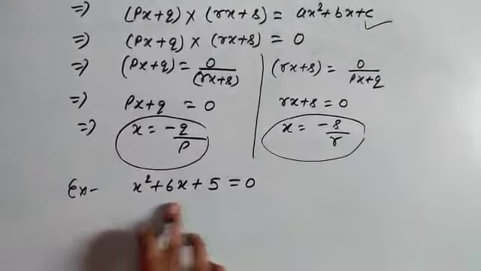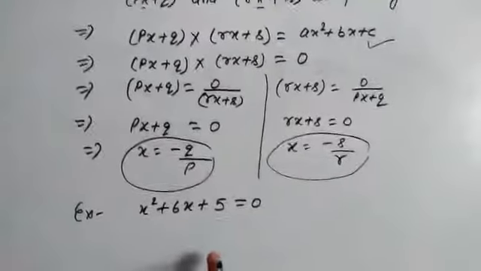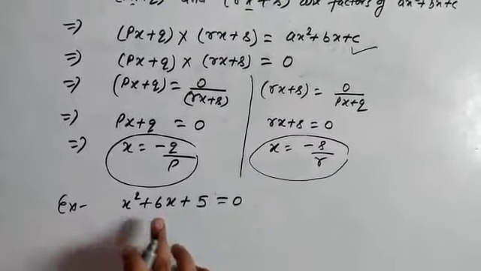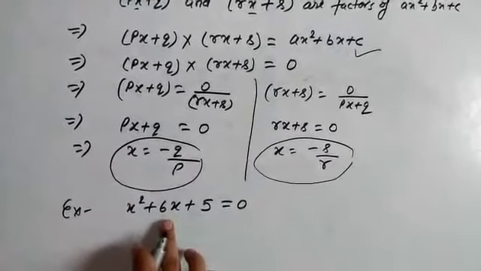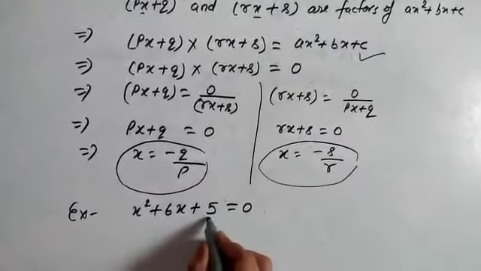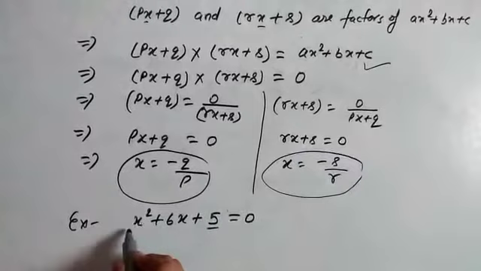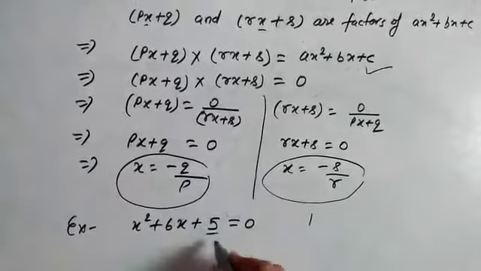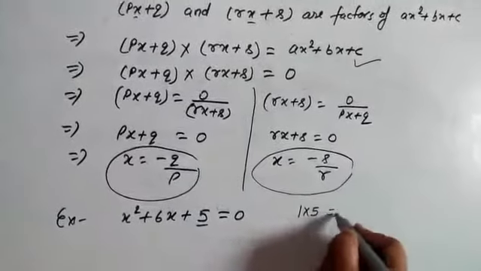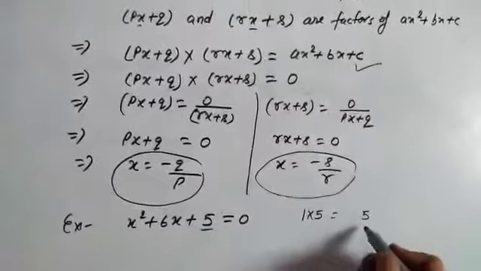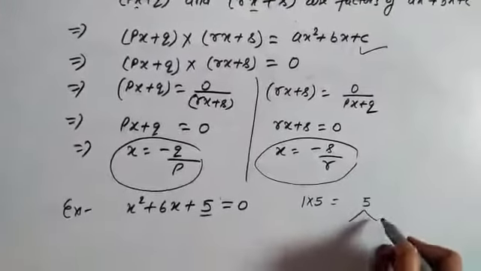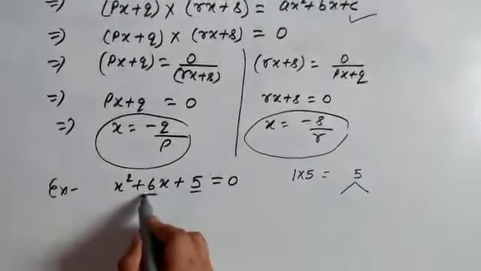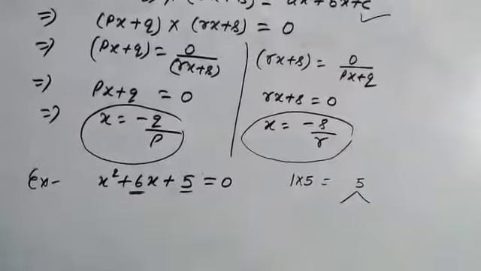Now, as we know, this is a quadratic equation in the form of ax square plus bx plus c. To factorize this, we have to do the middle term break. How are we factorizing? We check the coefficient of x square, which is 1. The constant number is 5. Multiply these two, we get 5. Now we have to break this 5 into two numbers in such a way that when we add them we get 6, or when we subtract we get 6.